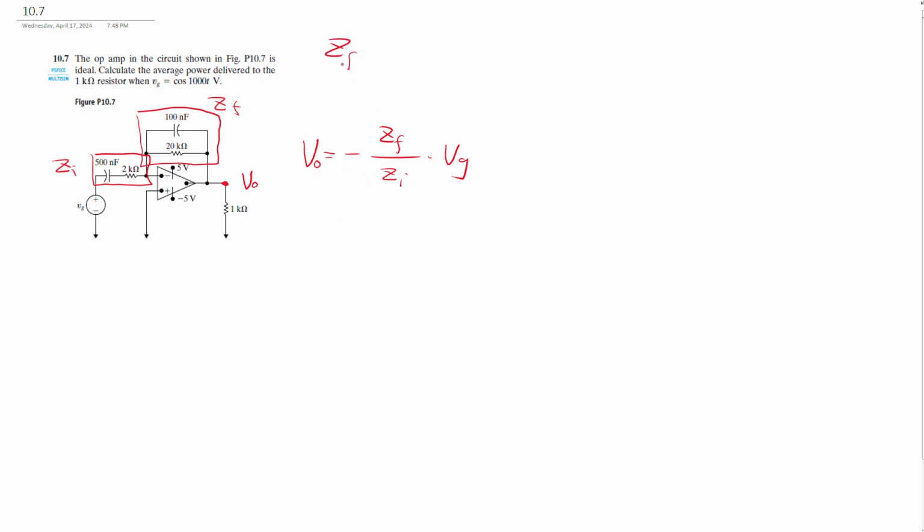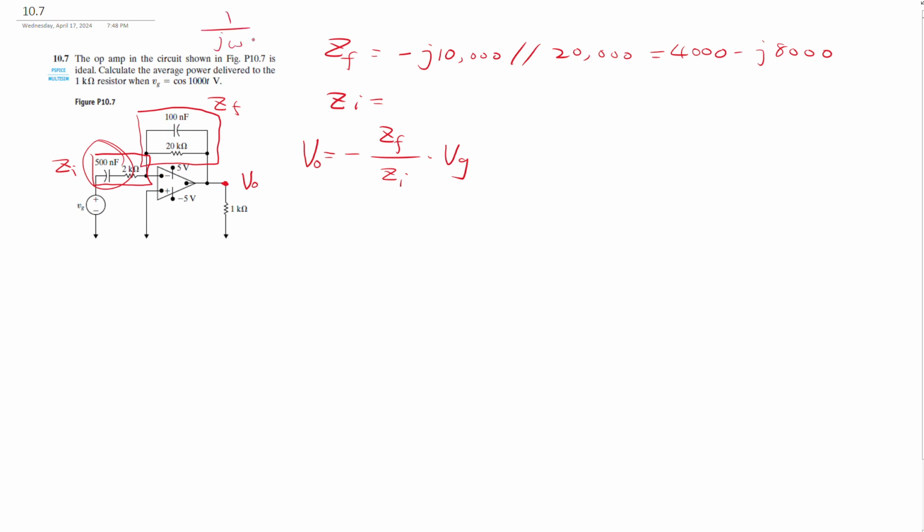For ZF, you can see that there are two impedances in parallel. This one is 1/(jωC) again. If you do the math, that is negative j10,000 in parallel with a 20K. Then this one actually equals 4,000 minus j8,000.